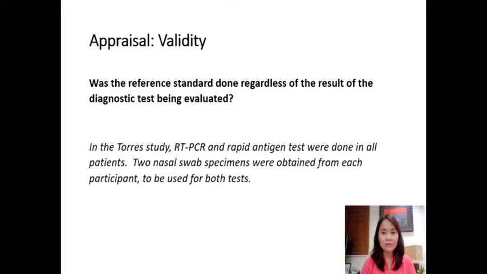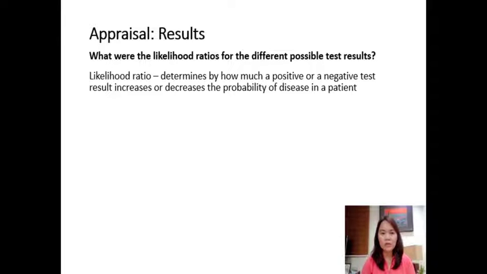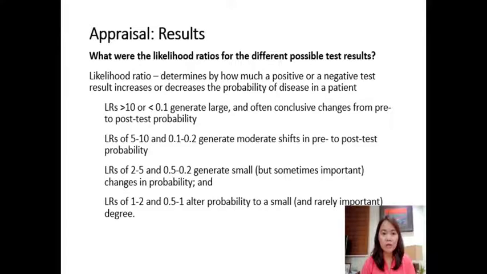Now that we have ascertained the validity of the study in question, we may now proceed with appraising the results. So the question for you to answer is this: what were the likelihood ratios for the different possible test results? So what are likelihood ratios? This determines by how much a positive or a negative test result increases or decreases the probability of disease in a patient. So here, I'm just showing you some rough estimates of how large or small the shift in the post-test probability can be given by the values of the different likelihood ratios presented here.